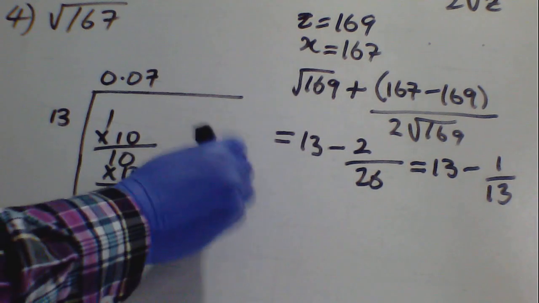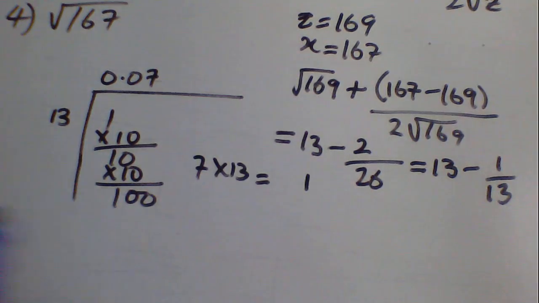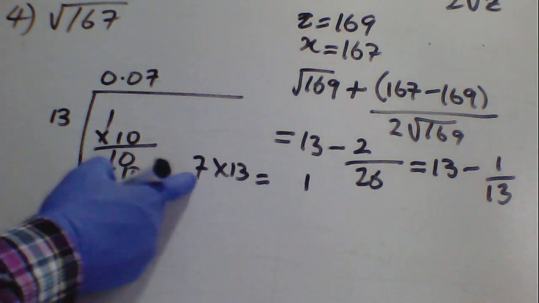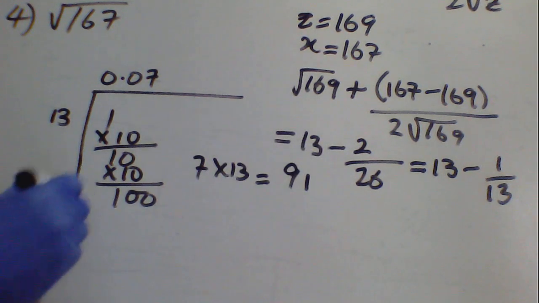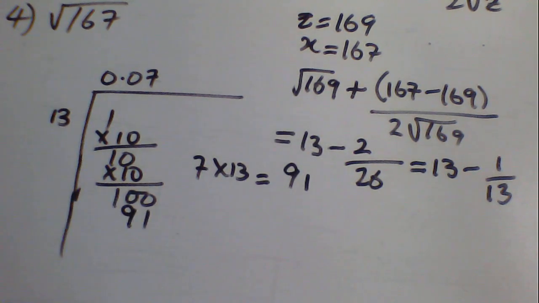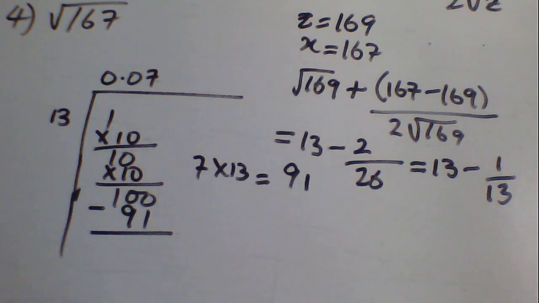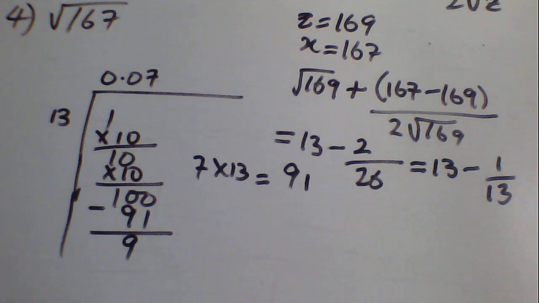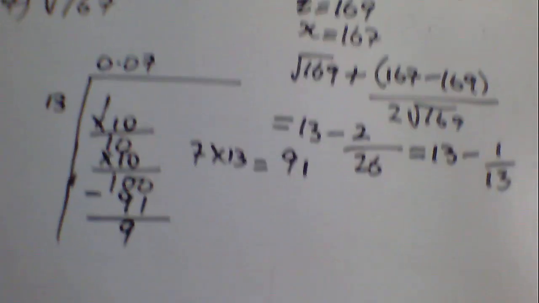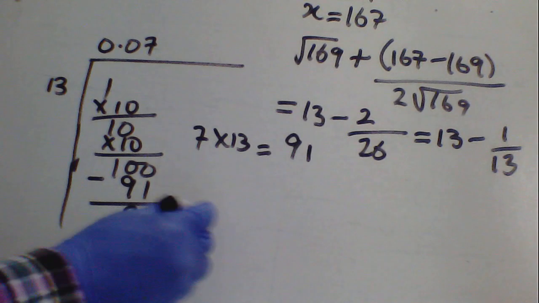Because 7 times 13: 7 times 3 will give us 21. Right? 1 carry 2. 7 times 1 is 7 plus 2 will give us 9. So you write 9 because 7 times 13 is 91. You subtract. 100 minus 91 will give us 9. Is it not? So 9 divided by 13, it cannot go, so you multiply it by 10 and we have 90.